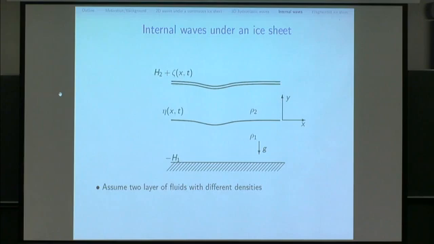So we have an elastic plate on top, for which we use the previous model. We have a stratification, a two-layer flow, which is one of the simplest models. I should also mention that recently we extended this model, so I didn't have time to include this one.